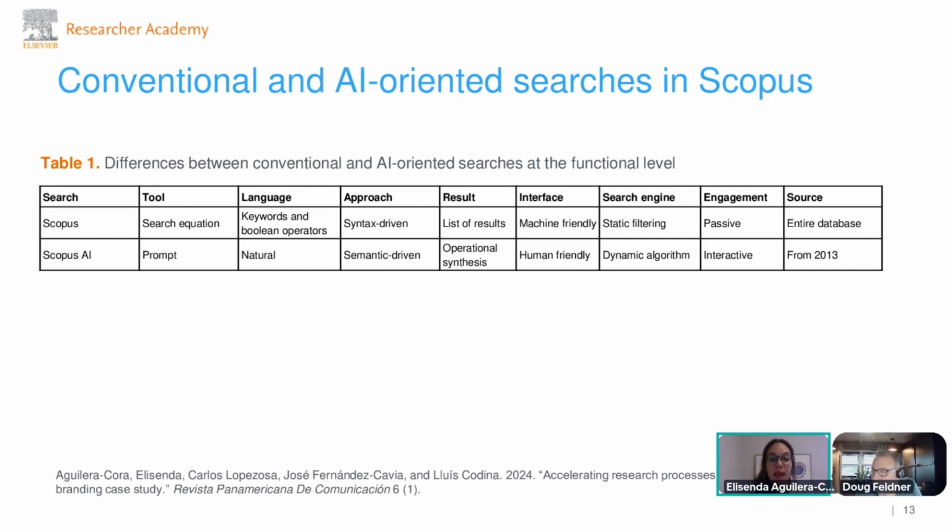The results that we obtain are no longer a list of results, not only the titles or the abstracts of these documents, but an operational synthesis that we can read, a text, a structured text. This is far more human-friendly than what we were receiving in the traditional system. And it also allows us to interact, to engage a little bit more with the tool, as I'll show you in a bit.